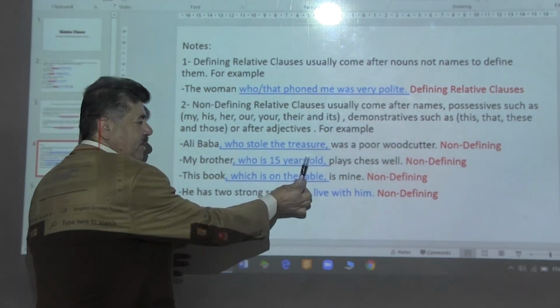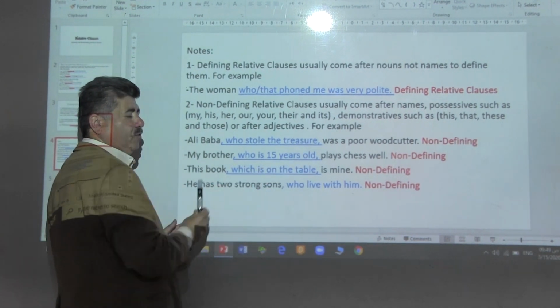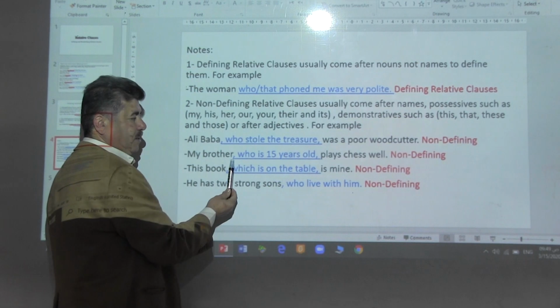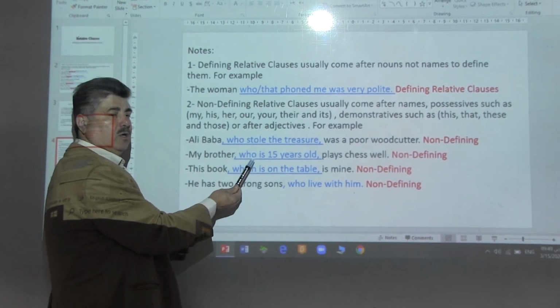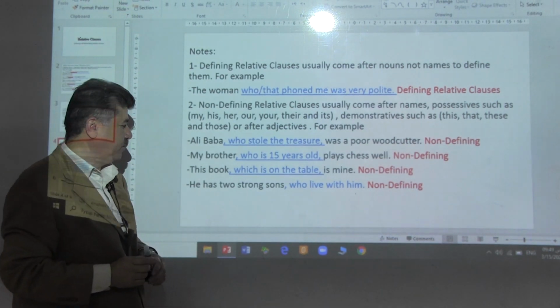So I can take this clause out. I can leave it out. That's why we call it a non-defining relative clause. I have to put it between two commas. And I can't use that in the place of who in the non-defining relative clauses.